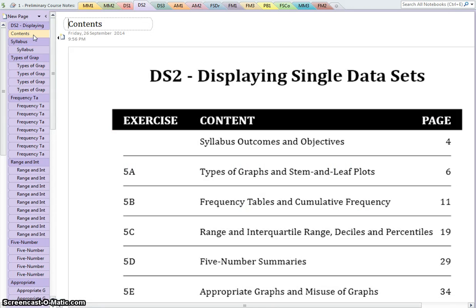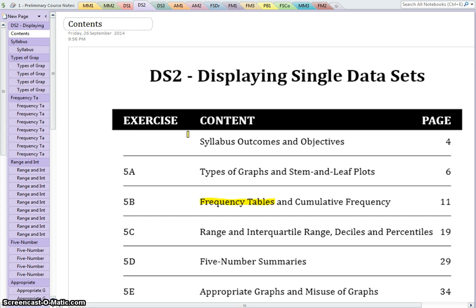All right, first thing we're going to be looking at is the types of graphs and stem and leaf plots. That's going to include things like radar charts, dot plots, stem and leaf plots, and stuff like that. Next thing is frequency tables and cumulative frequency. You will have dealt with frequency before. You may have seen frequency tables, but if not, we're going to go through them and cumulative frequency as well.